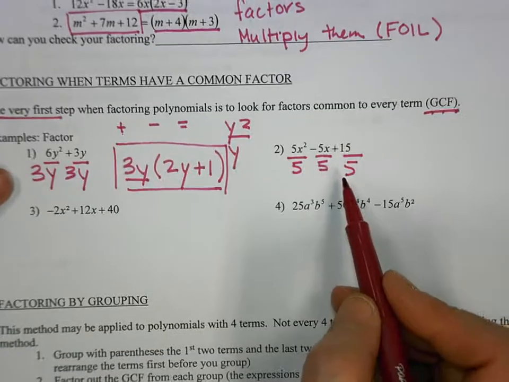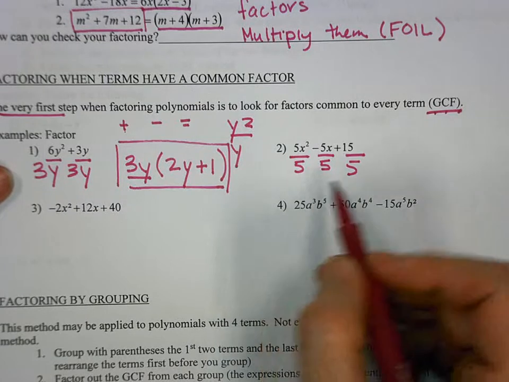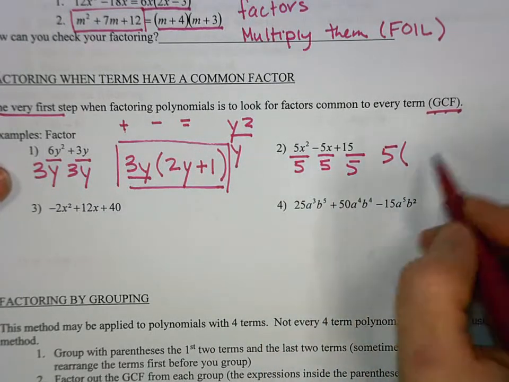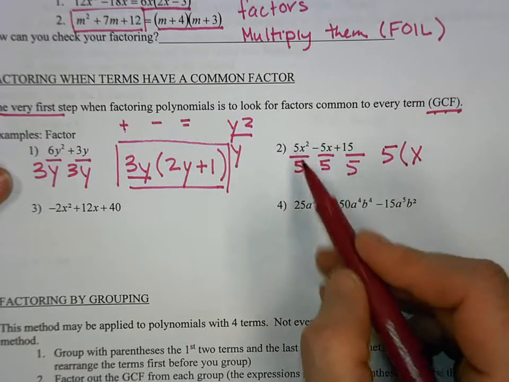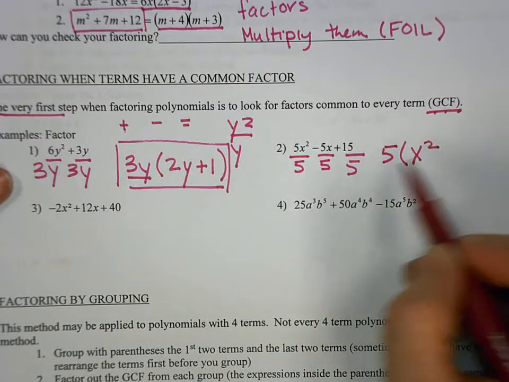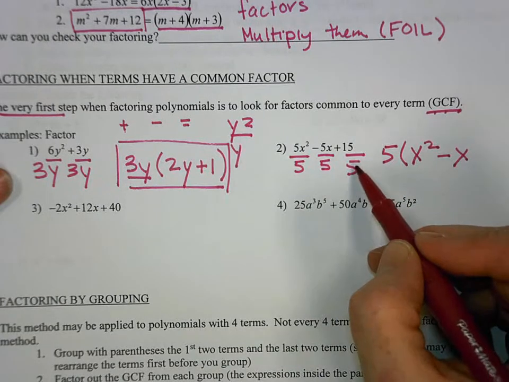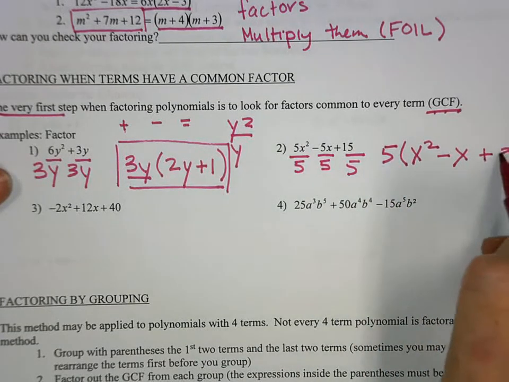Let's look at problem number 2. I'm going to factor out a 5. I can get a 5 out of each piece. So I do that, and what am I left with? 5's cancel, leaving me x squared. 5's cancel, leaving me minus x. 15 divided by 5 is positive 3.